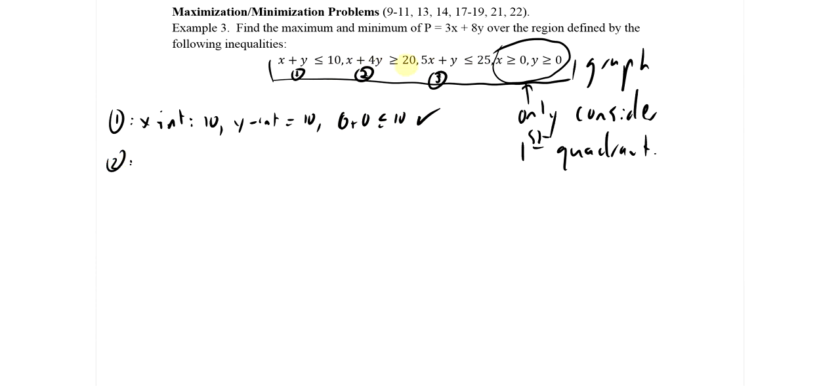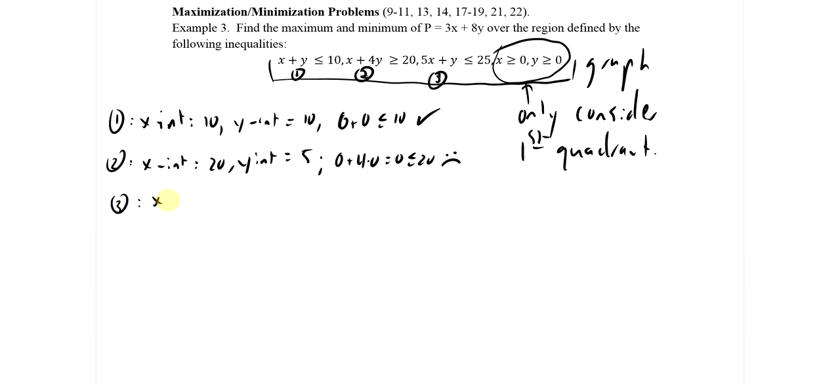For 2, what's your x-intercept? The x-intercept is 20. Set y equals 0, solve for x. The y-intercept is 20 divided by 4, which is 5. If you plug in 0, 0, you get 0 plus 4 times 0, which equals 0, which is less than 20. So 0, 0 is on the wrong side because we want greater than. We want the side that 0, 0 is not on.